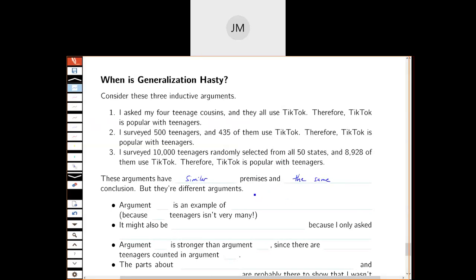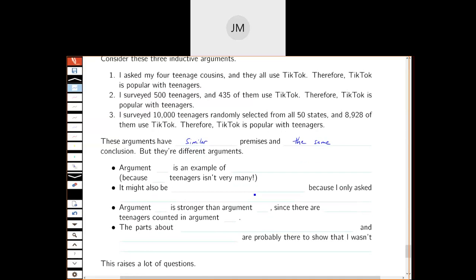Okay, but they're different arguments. Okay, so in argument number 1, we only asked 4 people, and you may not know how much is enough, but 4 is a small number. So argument number 1 is an example of hasty generalization. Okay, because 4 teenagers isn't very many. Okay, argument number 1 also might be bad because we could be cherry picking.